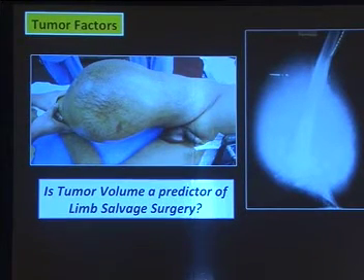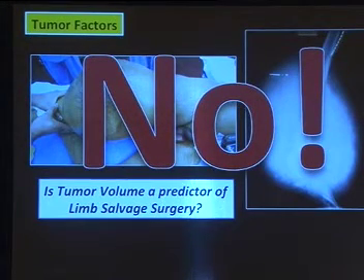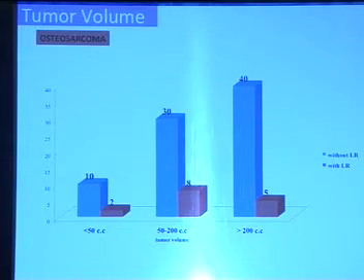Is tumor volume a predictor of limb salvage surgery? So we always see such big, huge tumors. Is this a predictor of limb salvage surgery? The answer to that is no. Why? This is our study. What we did was, we calculated tumor volume in osteosarcoma and Ewing sarcoma, and we graded them into less than 50, 50 to 200, and more than 200, and we saw what was the local recurrence rate.